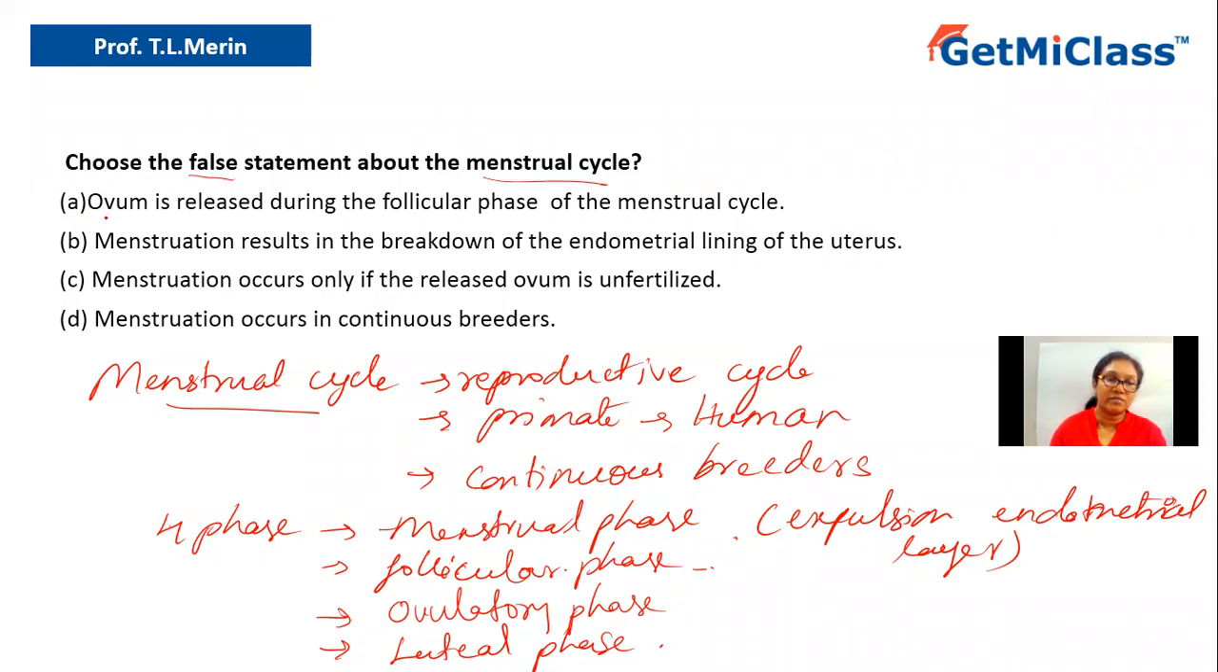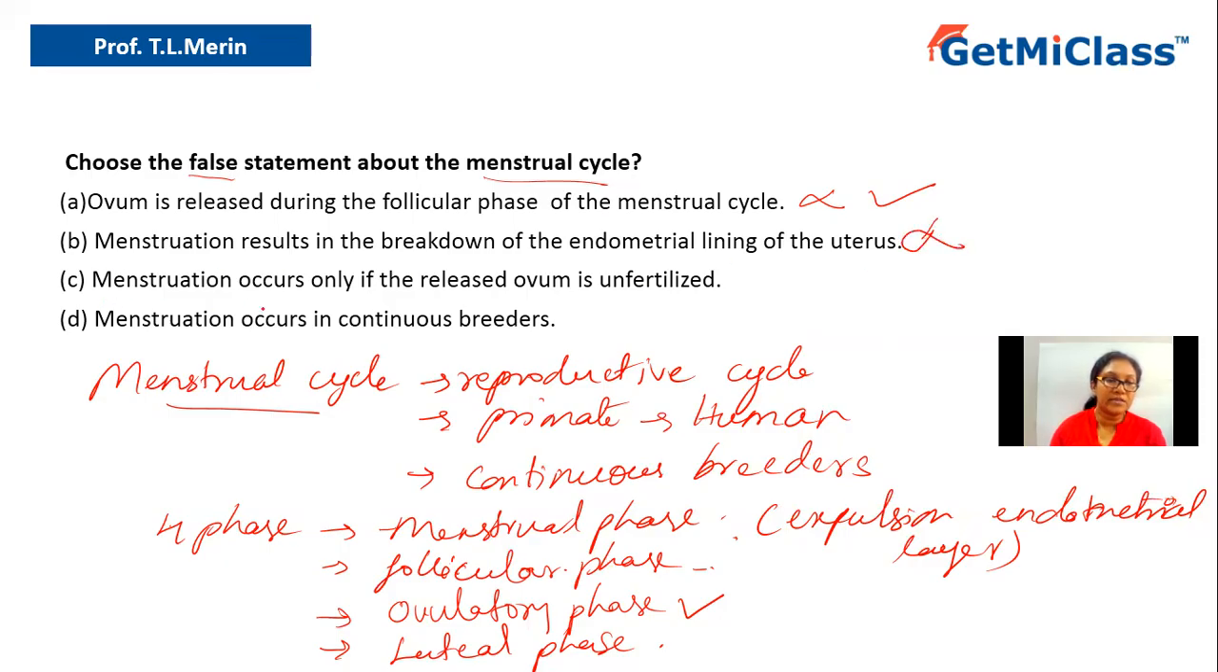So let us look at option A. It says ovum is released during follicular phase of menstrual cycle. No, because ovum is released during the ovulatory phase, not the follicular phase. So that is the false statement. So that should be our correct answer, right? Now let us see option B. It says menstruation results in breakdown of endometrial lining of the uterus. Yes, as I told you, during the menstrual phase itself, the first phase, there is a breakdown of the endometrial lining, and that will be expelled. So that is the correct statement, but we are looking for the false statement. That's why that is not our answer.